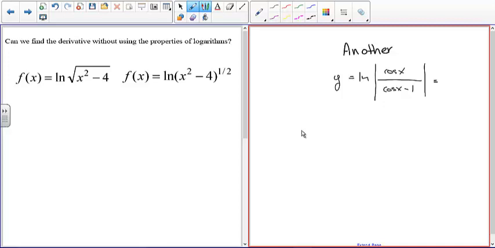Okay, so the properties of logarithms, even with the absolute value there, you can still rewrite it. So y is equal to the natural log of the absolute value of the cosine of x minus the natural log of the absolute value of the cosine of x minus 1. So that's using the properties of logarithms to simplify. And then to find the derivative, you would just take the derivative of these things, which we did just a while ago. It would end up being 1 over the cosine of x.